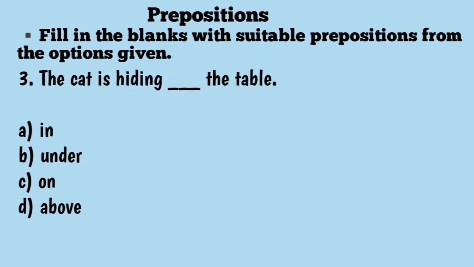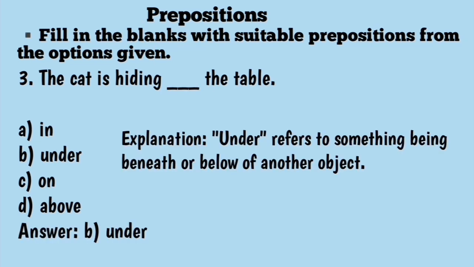Next, the cat is hiding dash the table. Option A in, option B under, option C on, option D above. Answer is option B under. Under refers to something being beneath or below another object.